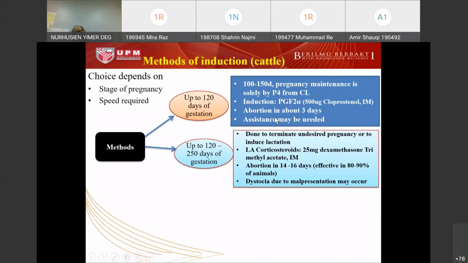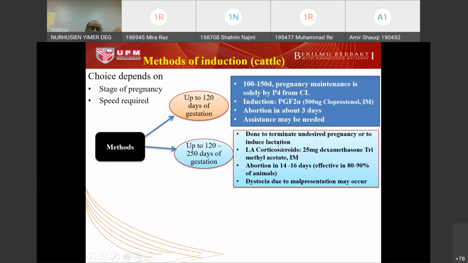But of course, after induction, you cannot just let the cow do it by herself. You need to have close observation in case the process of parturition faces a problem in the meantime, so that you can provide assistance. The other period is after 120 days, all right? So now this is the midterm period of pregnancy.